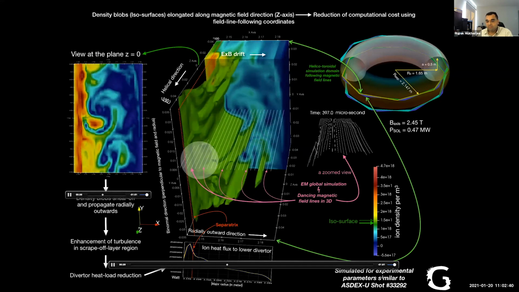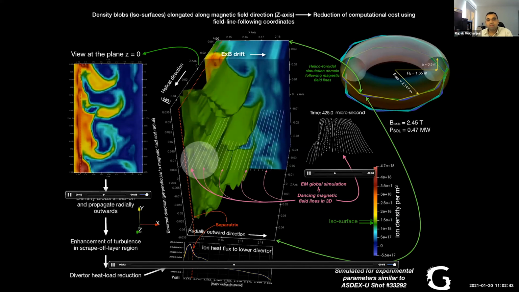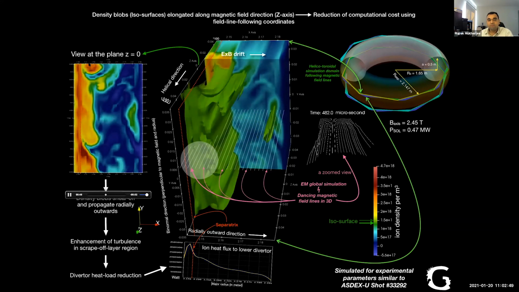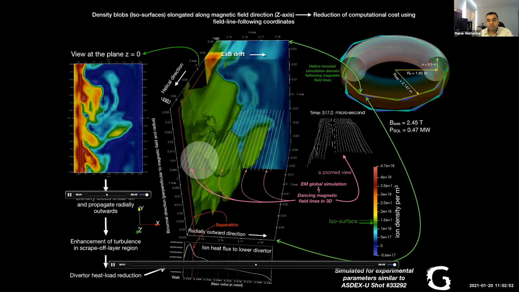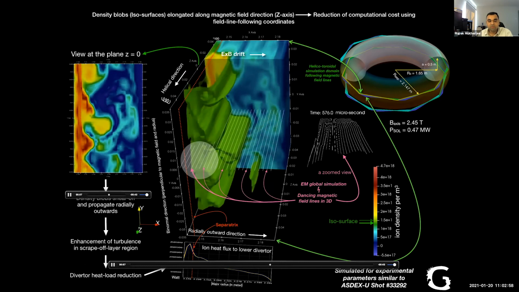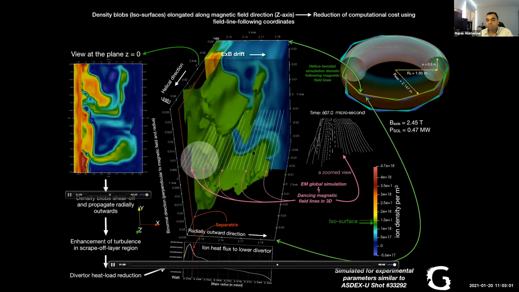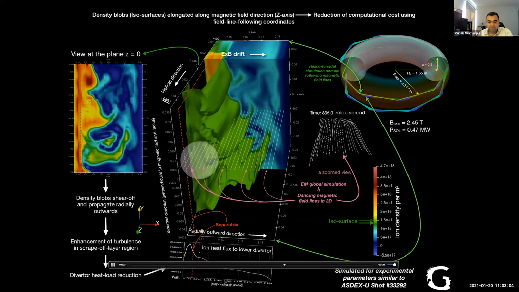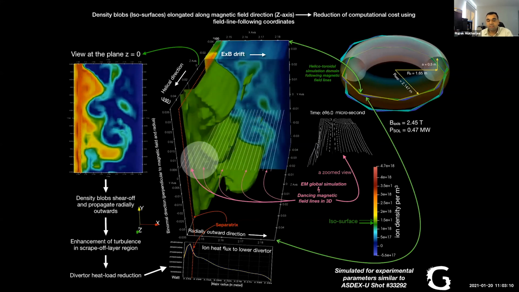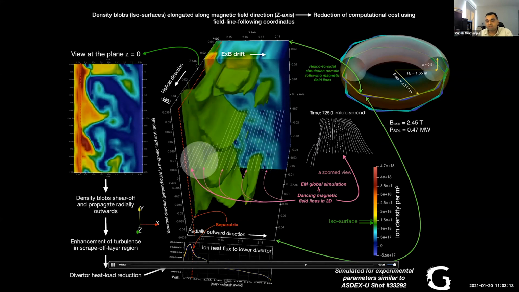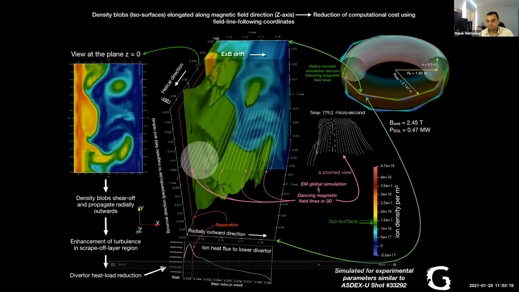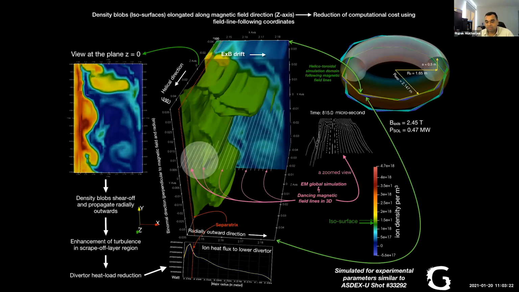This is the view at the same frequency, at the same color scale, at the plane z equal to 0. Here you can see the blobs that shear off from this region and propagate radially outwards. This is how they enhance the turbulence in the SOL region. And finally, when they go down through the z direction, it spreads the heat load throughout the divertor. This is how we achieve the ion heat flux to the lower divertor, which is spreading over a very big distance throughout this major radius.